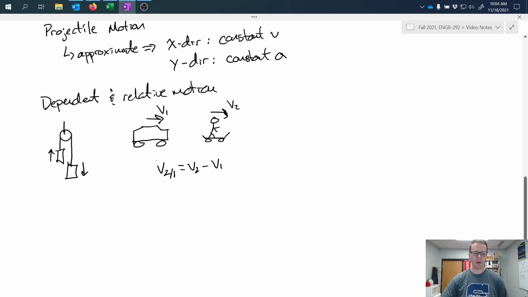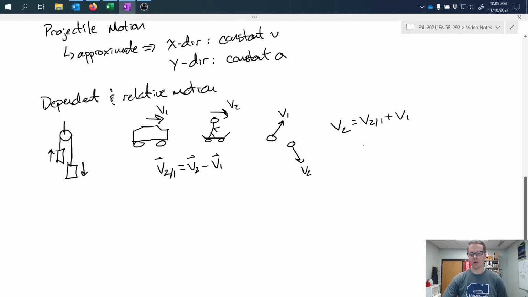It's also important to remember that these are vector quantities, and therefore, if they're not headed in the same direction, so different from the picture I drew here, say I have v1 headed this way and v2 headed this way, those vector quantities allow me to represent this system using a vector diagram. So, for example, I might say that v2 is equal to v2/1 plus v1, so a rearrangement of that equation.